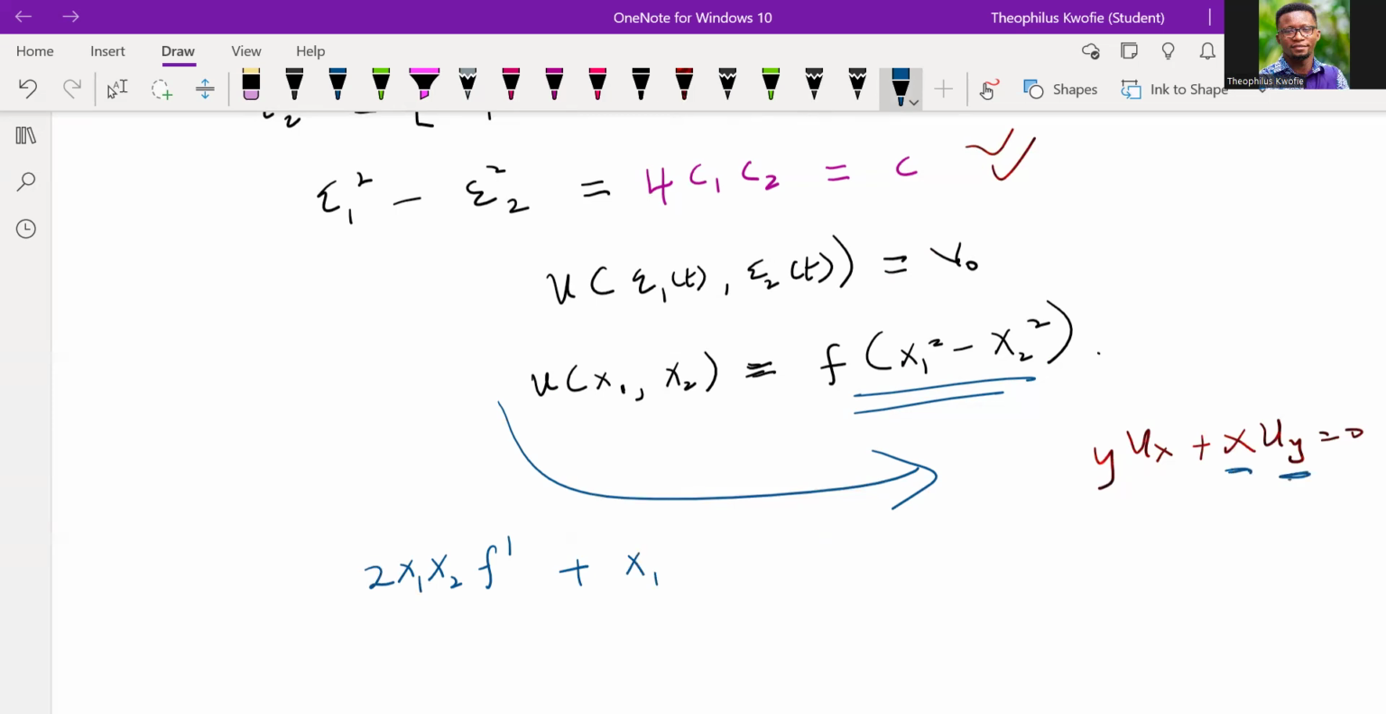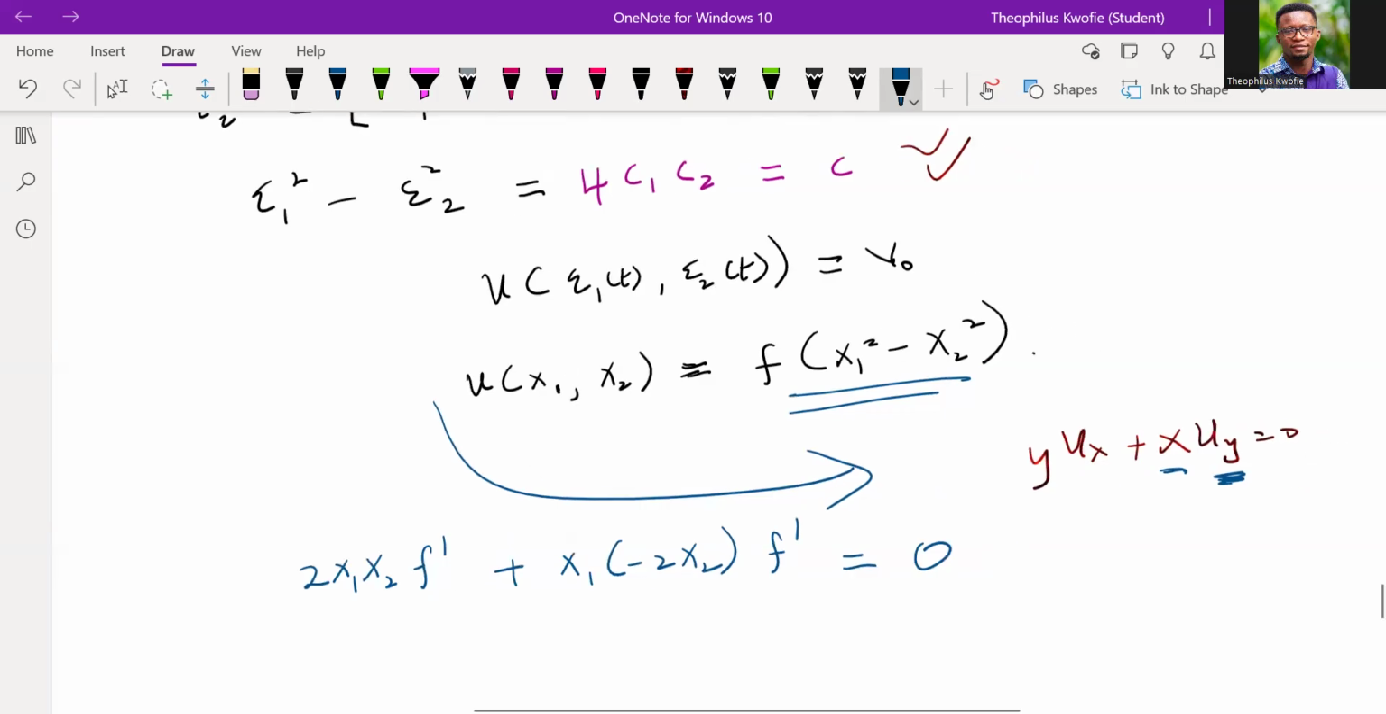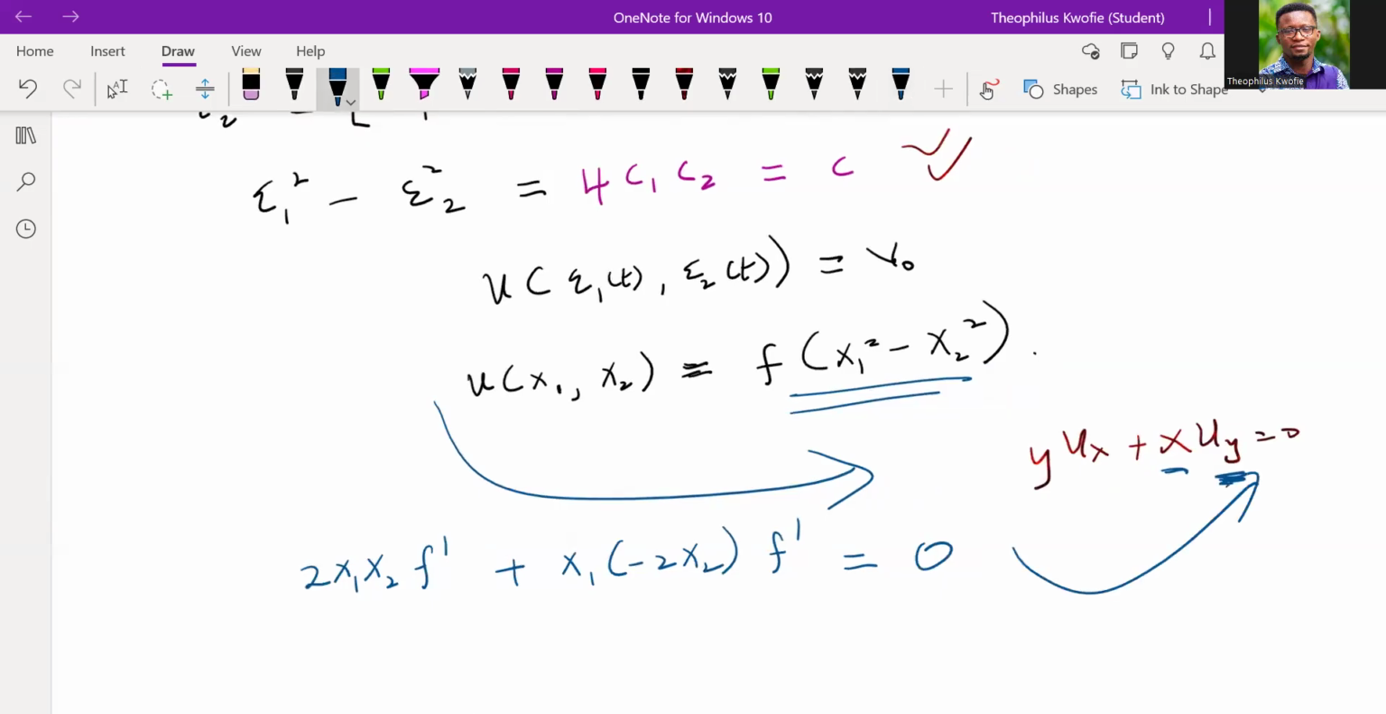Then I find the partial of u with respect to y. Your y is your x2. So when we do that, we're going to have minus 2x2 of f prime. Is that okay? And what does this give us? This should give us 0, which is a constant, right? So this has already satisfied it. So this means that indeed this is a solution to the given PDE.